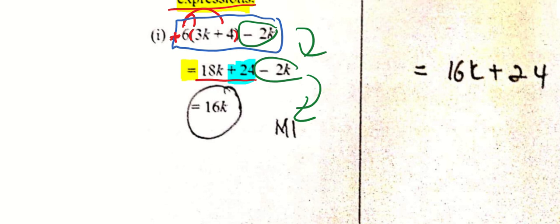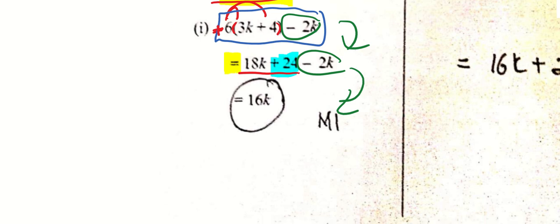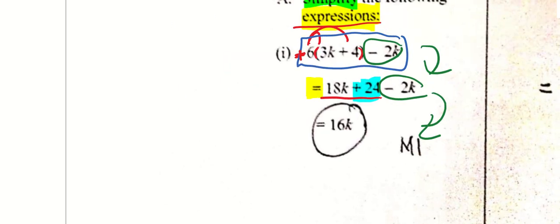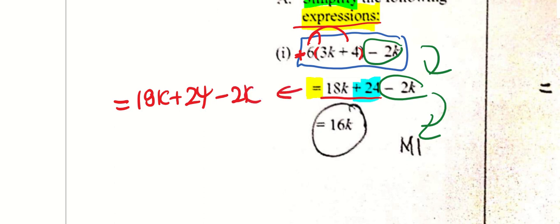Now I'm going to show you how people write this working wrongly. So I start from here: 18k plus 24 minus 2k. This is the step I'm referring to. From here, a lot of you subconsciously know that I should be dealing with the variable first, so you literally do that step. But again, you abuse the equal sign. You write something like this.